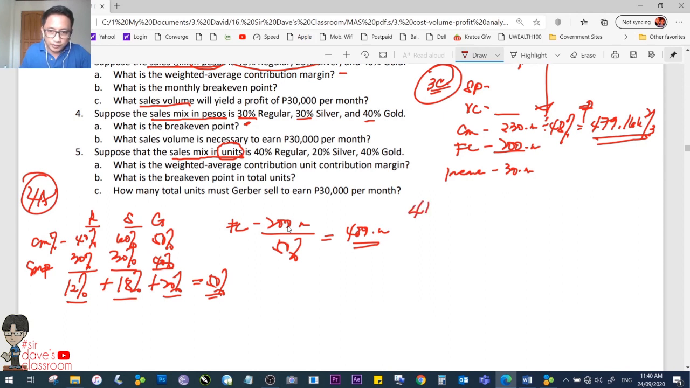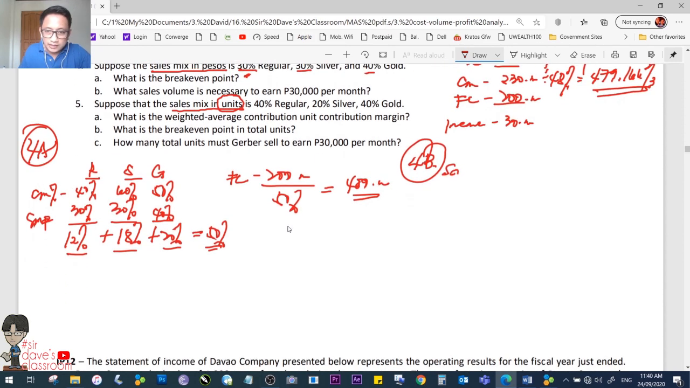Next, number 4, letter B. What sales volume is necessary to earn 30,000 per month? 30,000 per month. The sales, okay, variable cost, contribution margin, fixed cost, and then you have your income. You have here 30,000, 200,000, 230,000. Divided by the computed 50%. Ilan po tayo dyan? 460,000 pesos.